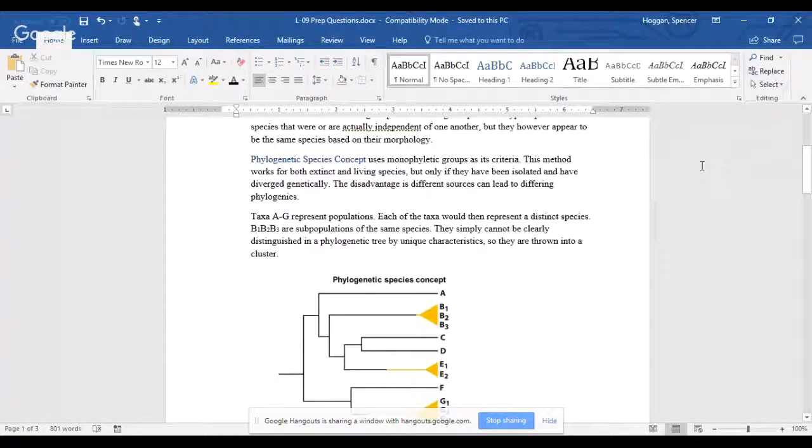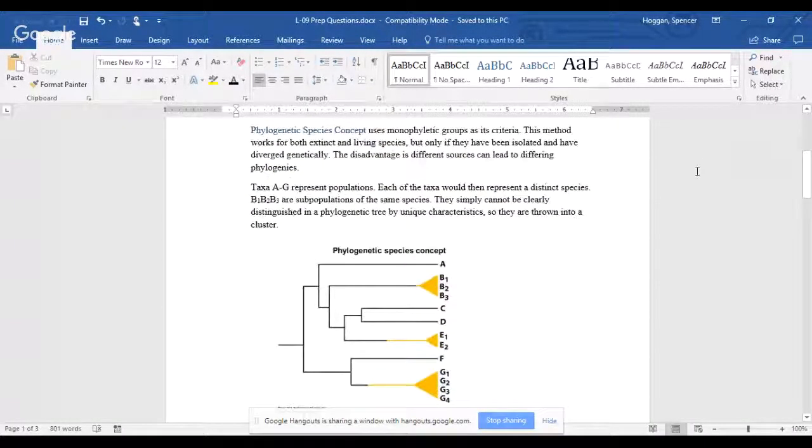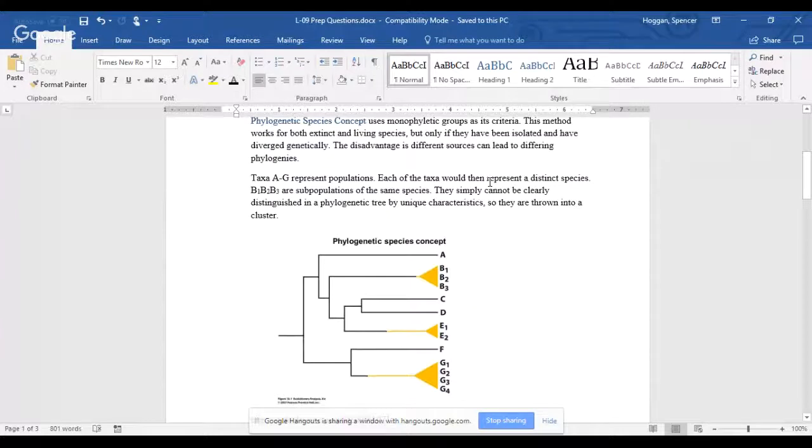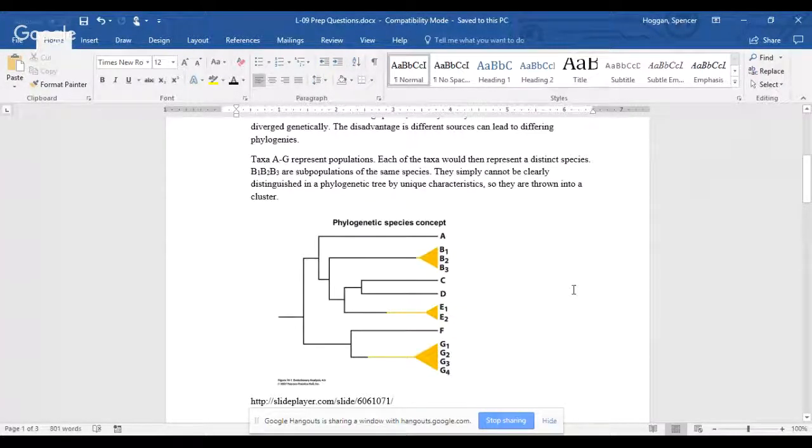All right, awesome. And then I'll do a phylogenetic species concept. So this uses monophyletic groups as its criteria. It works for both extinct and living species, but only if they've been isolated and have diverged genetically. So this is just like the picture in the book. It's saying that there's taxa A through G, and those represent populations, and each one of those represents a distinct species based on unique characteristics. And then, for example, like B, E, and G, they have these subpopulations, and all that's saying is that they can't be clearly distinguished in a phylogenetic tree, so they're just thrown into a cluster.